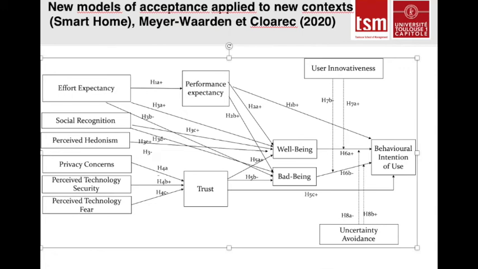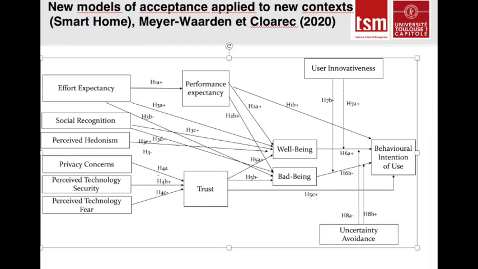Here we extend the UTAUT2 model to smart home acceptance. So you can see that effort expectancy leads to higher performance expectancy. So the easier the smart home is to use, the higher will be the performance expectancy, or the benefits perceived from the smart home. You can also see that social recognition as well as perceived hedonism, so the joy of the smart home, the hedonic and experiential aspects, have a positive impact on well-being.